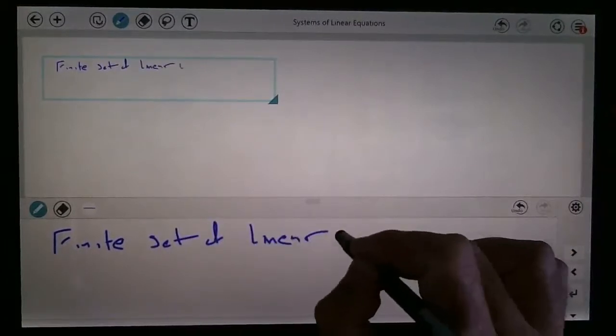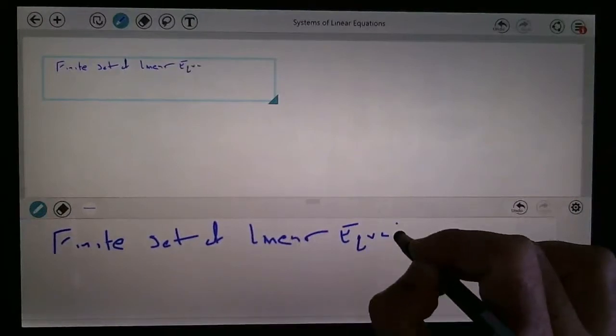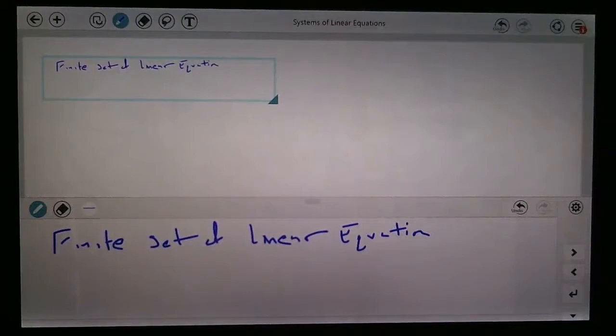It's possible that we can deal with infinite sets as well, but for the purpose of this class, we really only want to look at finite sets of linear equations. So if I say I have a system of equations, I don't have infinitely many equations. I have only finitely many of them, right? So a finite set of linear equations is what we would call a system.